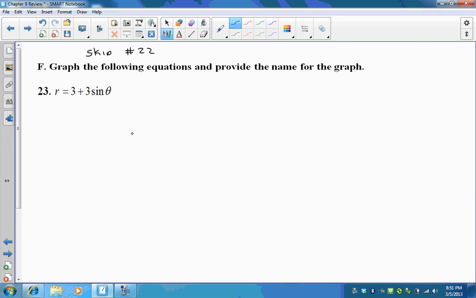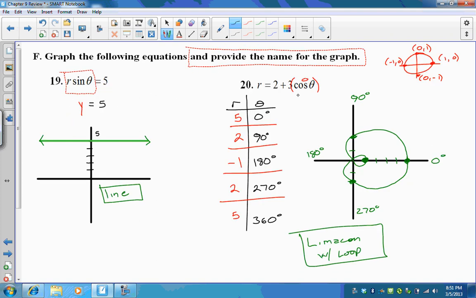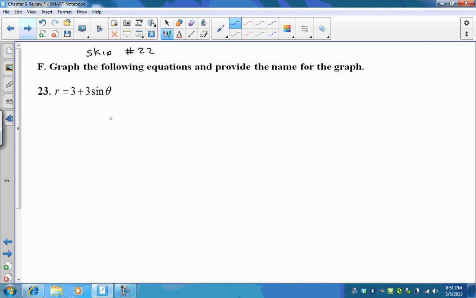Alright, 3 plus 3 sine theta. This looks a lot like number 20, where it was 2 plus 3 something. So 3 plus 3 sine theta. I'm going to make that r theta table again. I'm going to go a little bit quicker through this one. I'm going to plug in my angles for theta and pull the values off the unit circle.